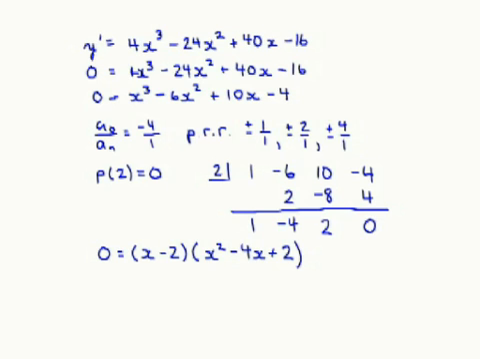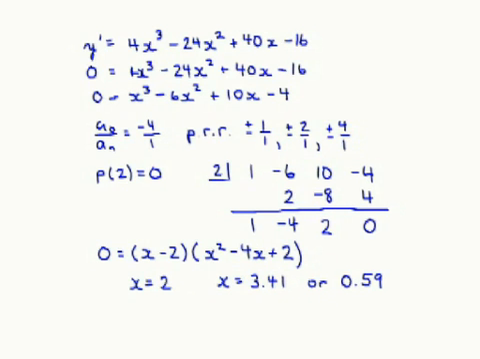Well, the roots to that are going to be x equals 2, and using your quadratic formula, you would find that when you solve that quadratic expression, x squared minus 4x plus 2, you end up with an x value of 3.41 and 0.59. Those are approximations. Now, these are going to be the maxima and minima for this particular function. We still need to know their corresponding y coordinates. So we take those x values and we substitute them back into our original quartic equation.